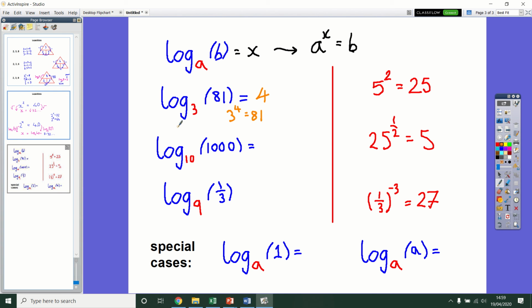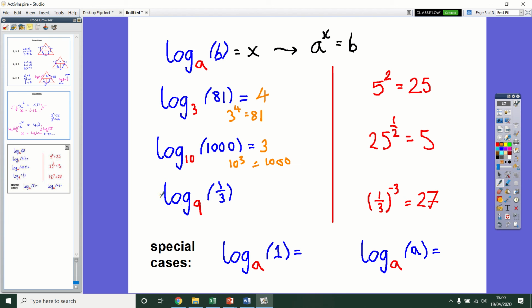Okay, log base 10 of 1,000. Base 10 is quite a common base to use when we're using logarithms, because it applies to our decimal number system quite well. What power of 10 is this? Well, it's 10 to the 3. So 3 is my logarithm. Okay, and that's because, I'll write it under here, 10 to the 3 is 1,000.